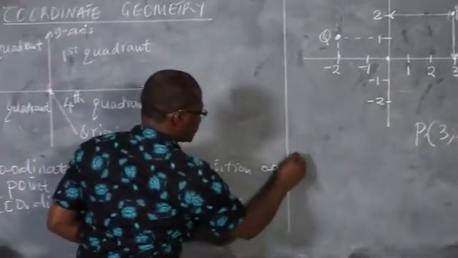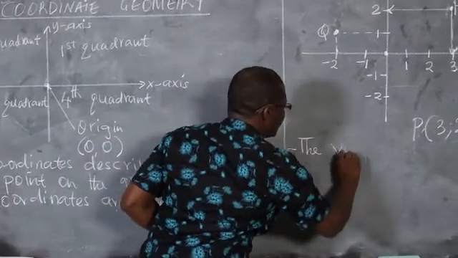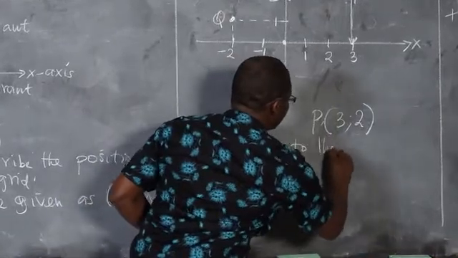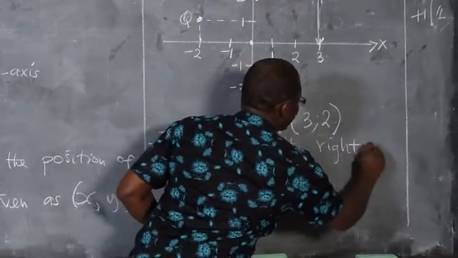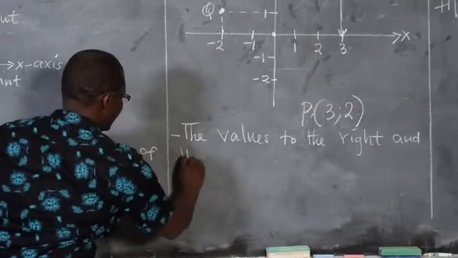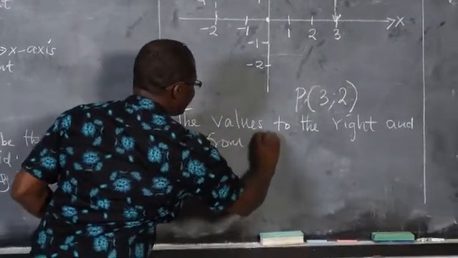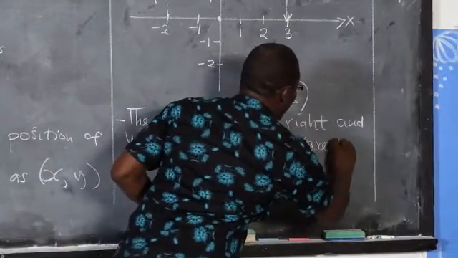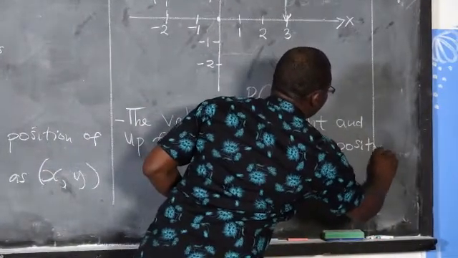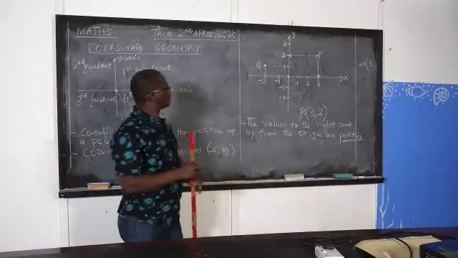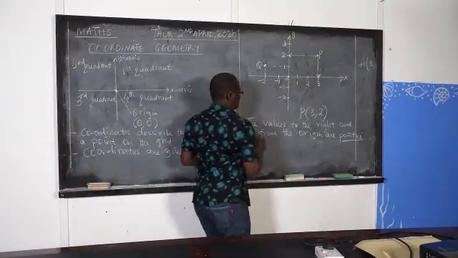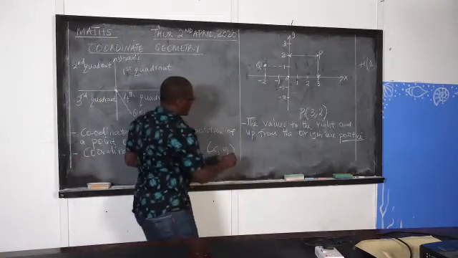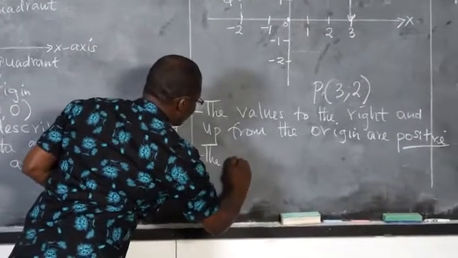So you can note this also. The values to the right and up from the origin are positive. When I talk of from the origin, I mean the point (0, 0). So that part is very, very important. And the values to the left and down are negative.